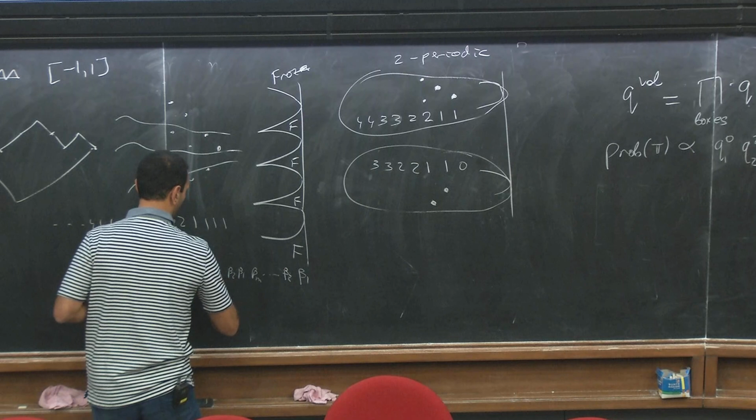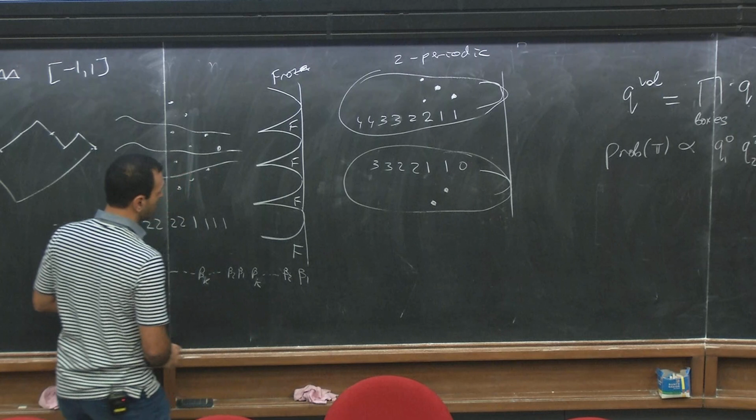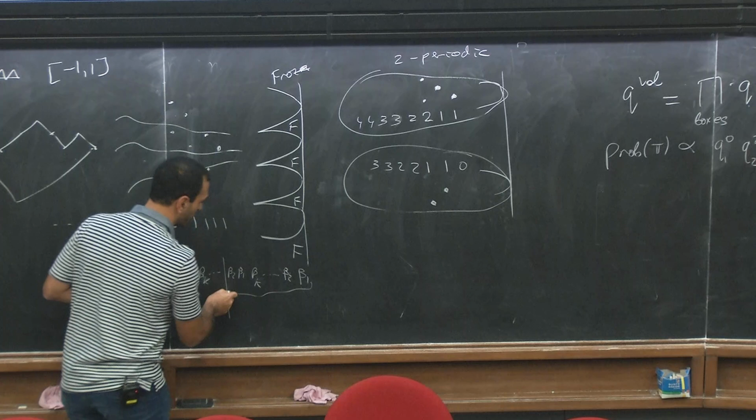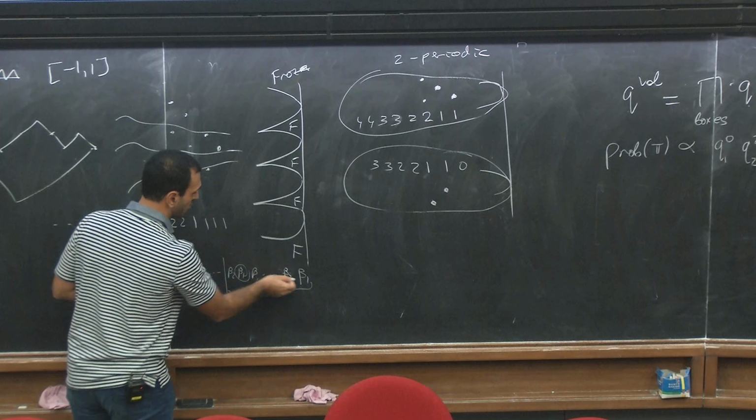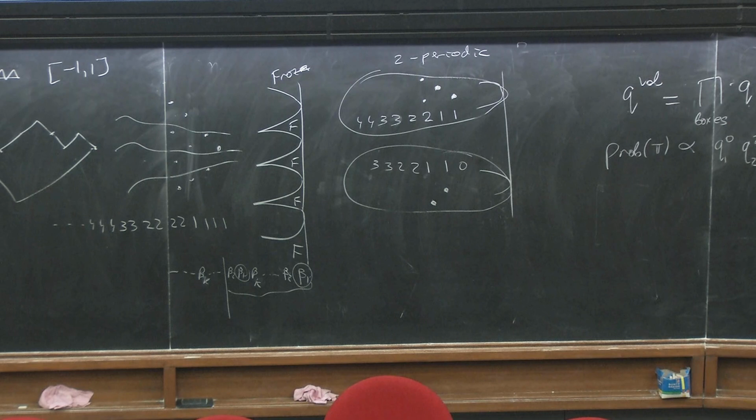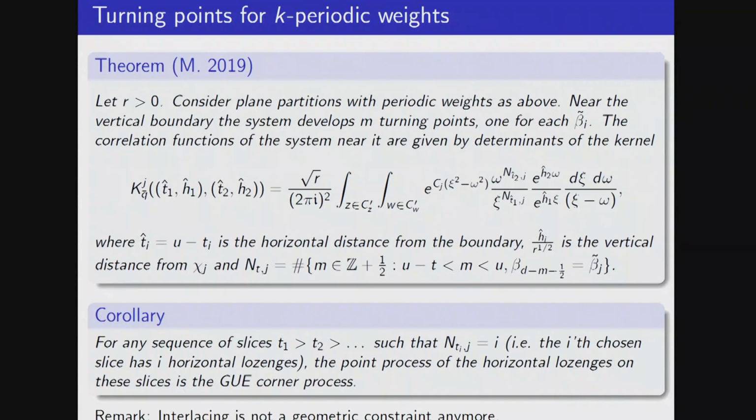and so on. And so if you're on some slice, instead of counting the number of slices that you have seen, you should only count, say, the number of beta 1s that you have seen. Or you should only count the number of beta 2s that you have seen. So that's what that N is. You get a determinantal process which looks like this. So it's not the GUE corners process, but it turns out that the GUE corners process is still there.